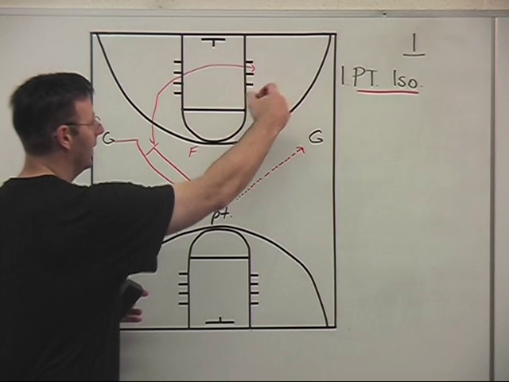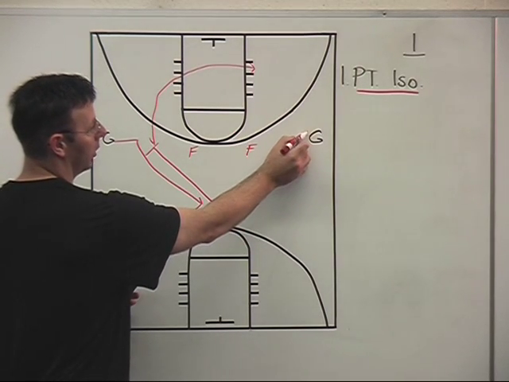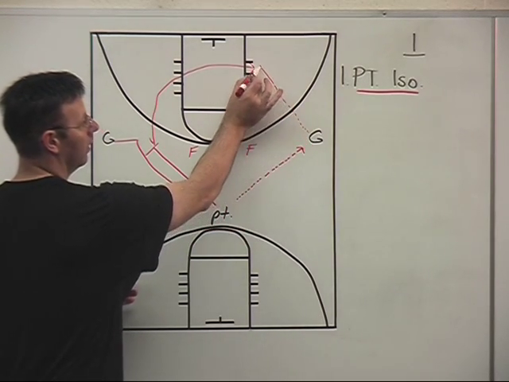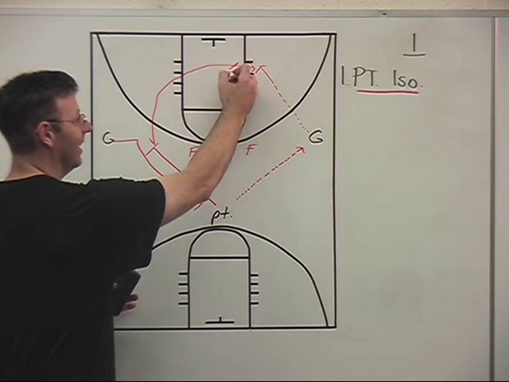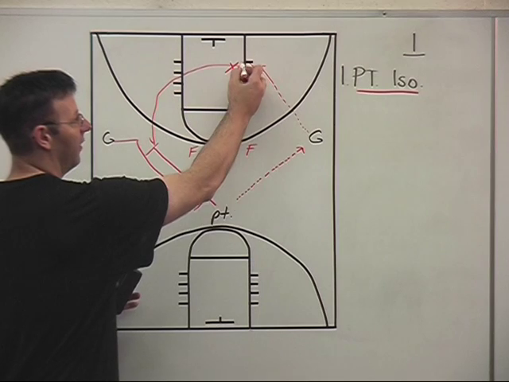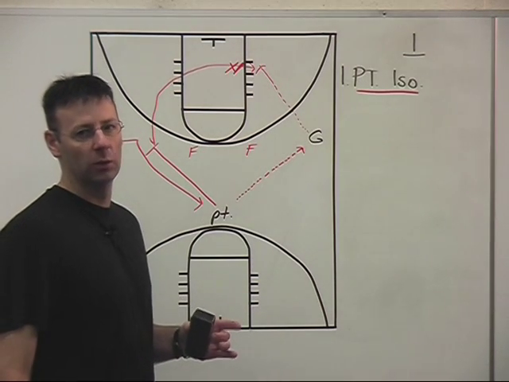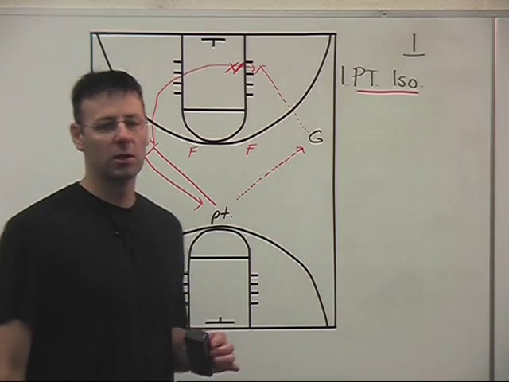and now you've created this situation where we can throw the ball into the post as you're flashing, or we can throw the ball into the post as you stop and seal your defender who is going to probably be trailing you. So it is a post ISO for the point guard.